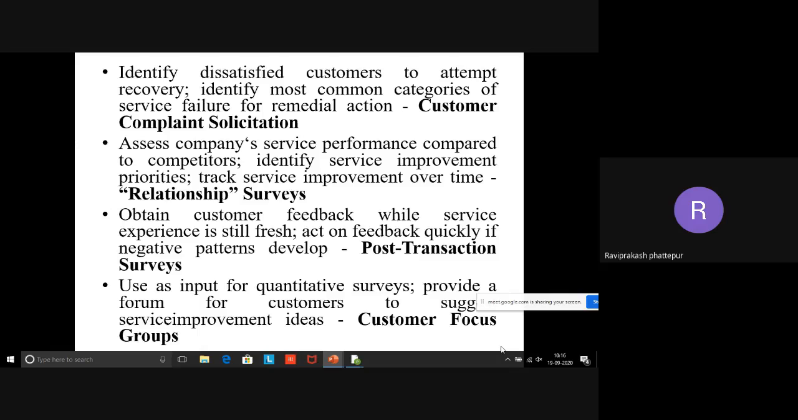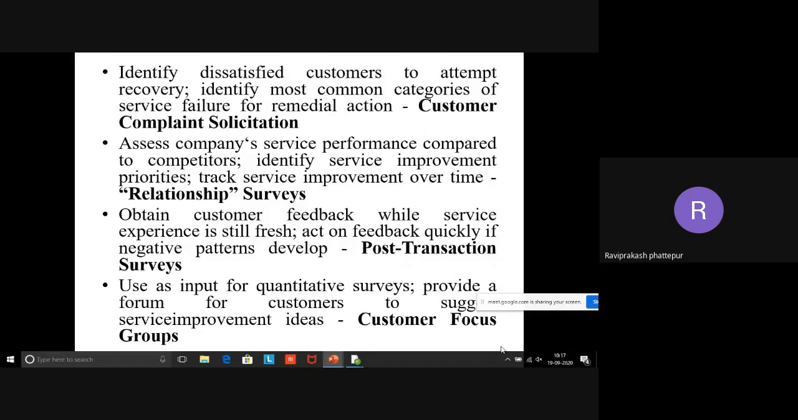So in that case, if you are having customer relationship service, you can get information from your own customers as well, like what your competitor was doing, and what things made that particular customer unhappy about the service delivery of the competitors, and so on. And next, obtain customer feedback while service experience is still fresh. Act on feedback quickly if negative patterns develop. So it is also called post transaction service.